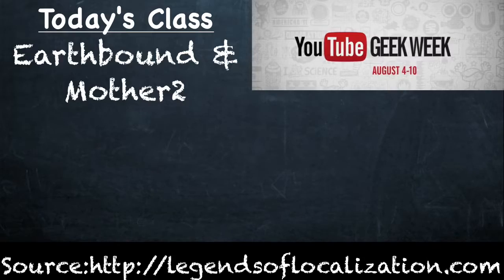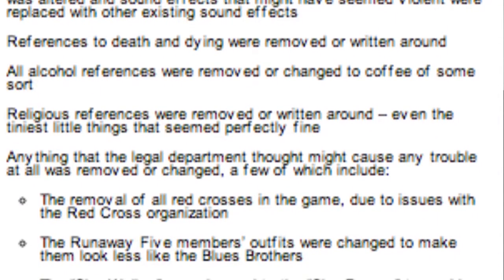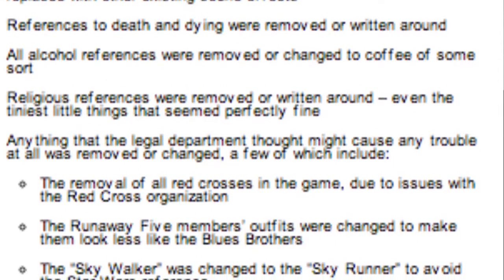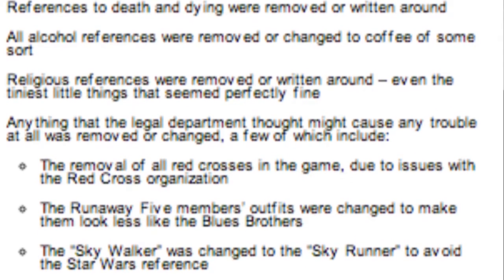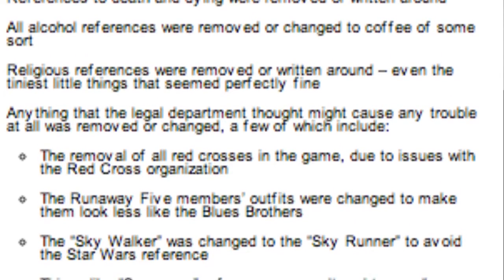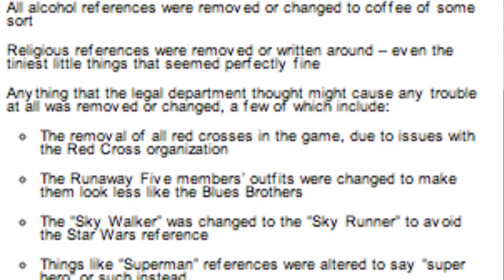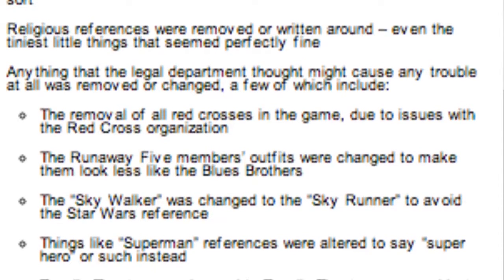So let's begin. The main differences between Mother 2 and Earthbound are: violence was toned down a bit in Earthbound, violent sounding text was altered, and sound effects that might have seemed violent were replaced with other existing sound effects. References to death and dying were removed or written around. All alcohol references were removed or changed to coffee of some sort. Religious references were removed or written around, even the tiniest little things that seemed perfectly fine. Anything that the legal department might cause trouble with was removed or changed.